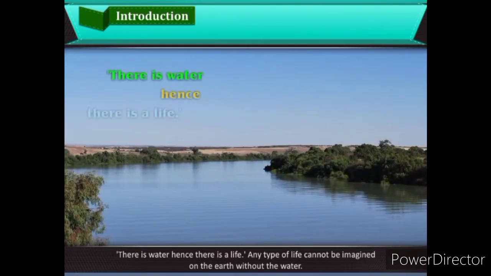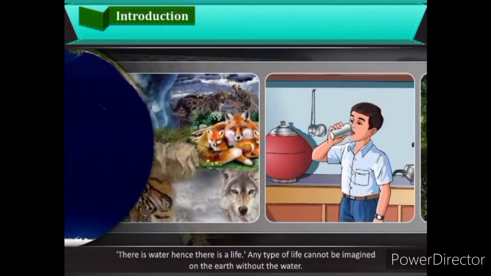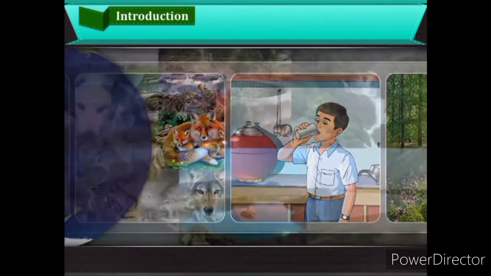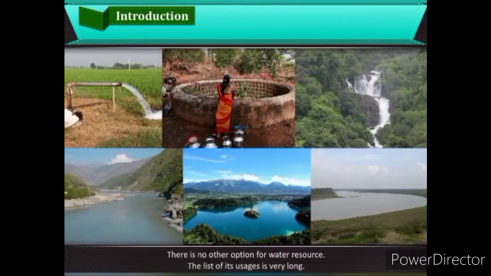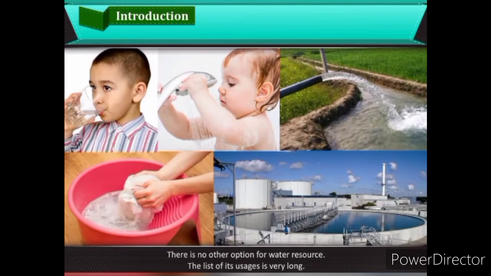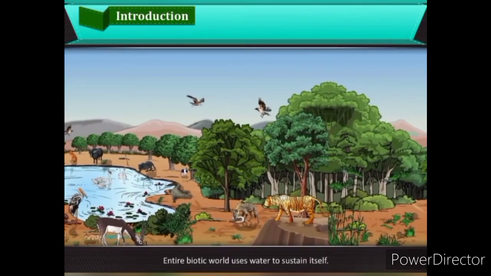Introduction. There is water, hence there is life. Any type of life cannot be imagined on the earth without water. There is no other option for water resource. The list of its usages is very long. The entire biotic world uses water to sustain itself.